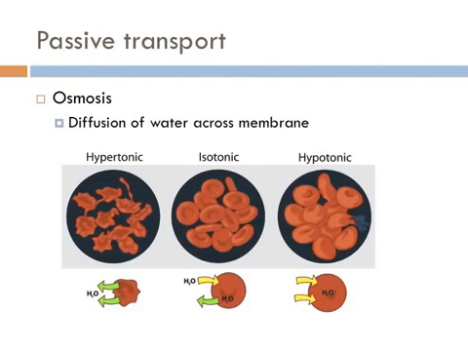A regular healthy cell is said to be isotonic. It is in a Goldilocks state, just right. If you eat too much salt, you create a condition in which there are more salt molecules in the space between your cells than in your cells, and water will leave the cells, creating a hypertonic condition.